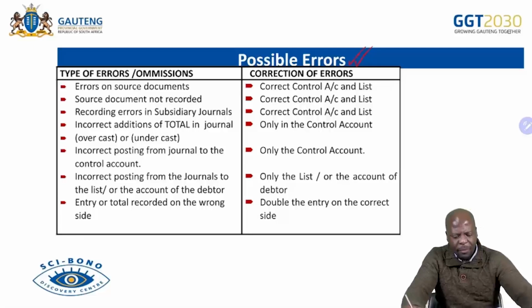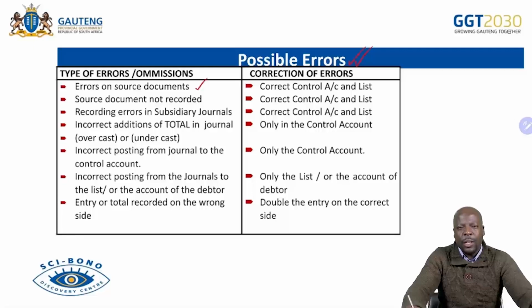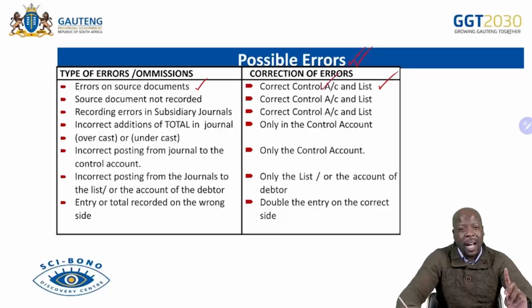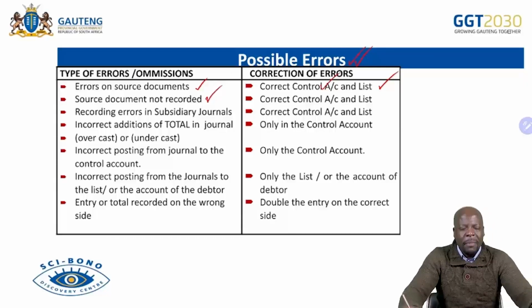And then the errors could be on the source document. If the error is on the source document, in other words, when we record the source document, there were errors, what should we do? We should correct it on the control as well as on the list. Very important aspect. If the error is on the source document, we correct it in both the control as well as the list. Now, if the source document is not recorded at all, in other words, it's omitted completely, it means it's neither in the control nor in the list because it's omitted.